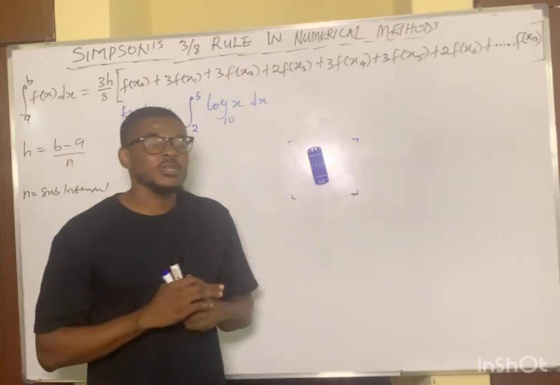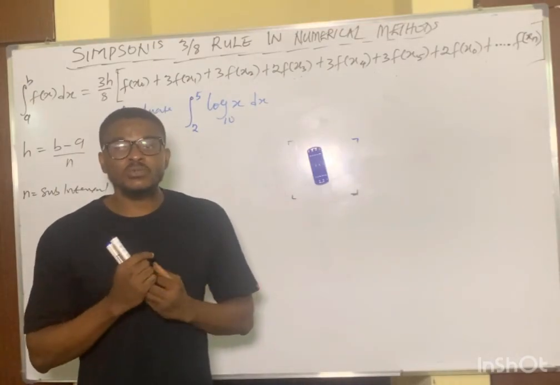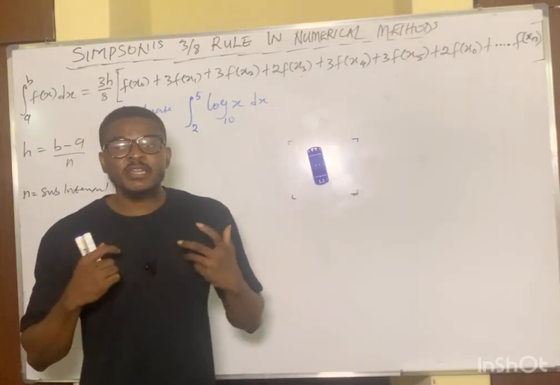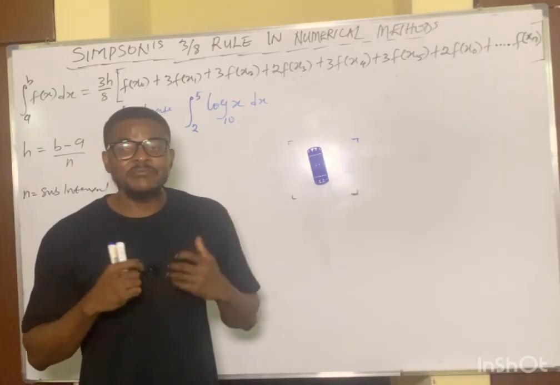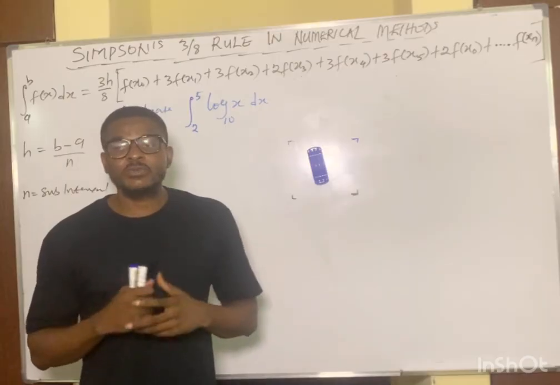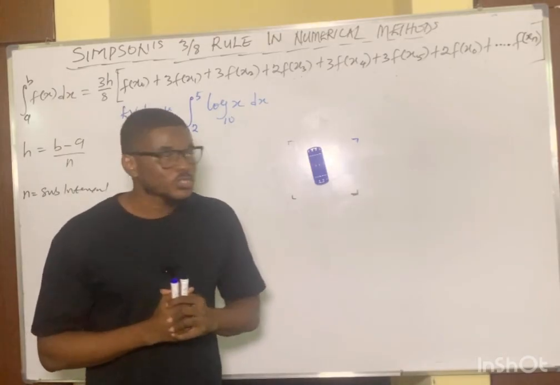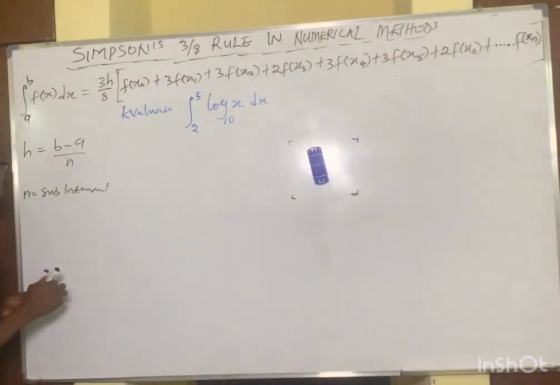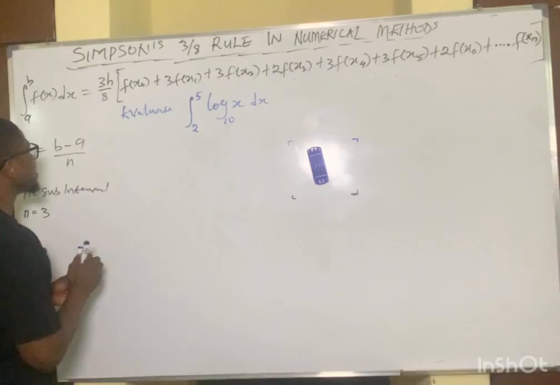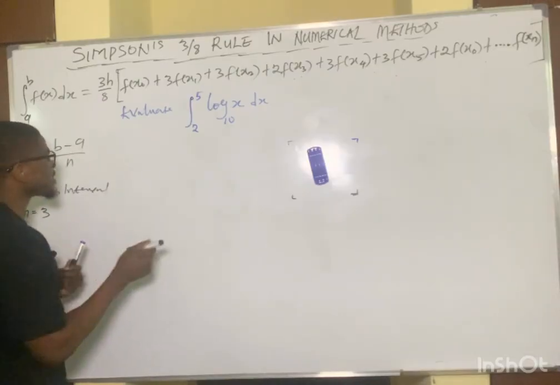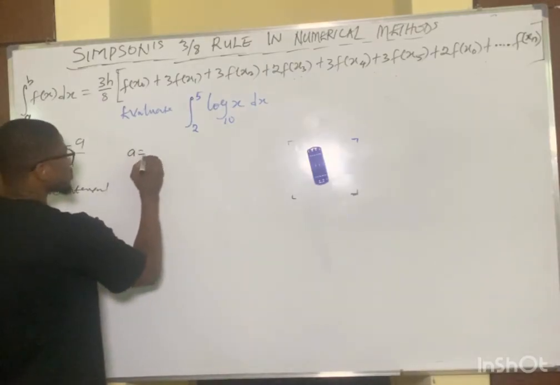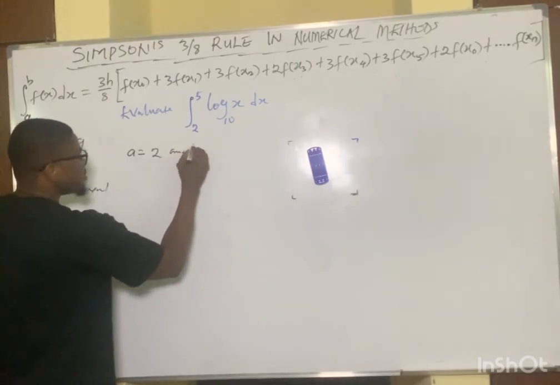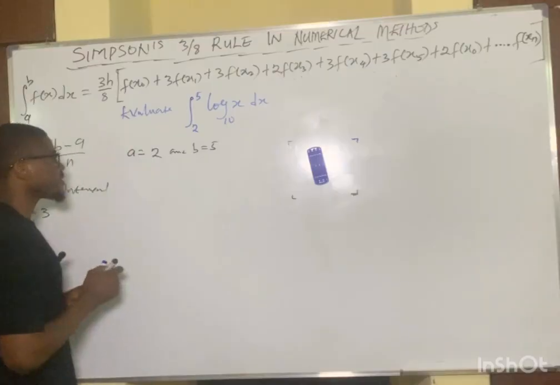So for this question, we are going to choose n to be equal to 3, because when n is 3, the formula is shortened, and it makes the equation easier to solve, right? So we're going to consider n, the subinterval, to be equal to 3 for this particular question. From here, if you compare this to this, you find that the lower limit a is equal to 2, and the upper limit b is equal to 5.